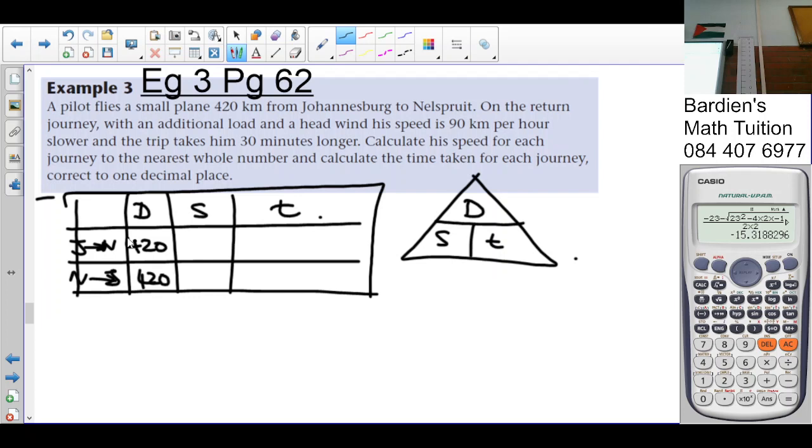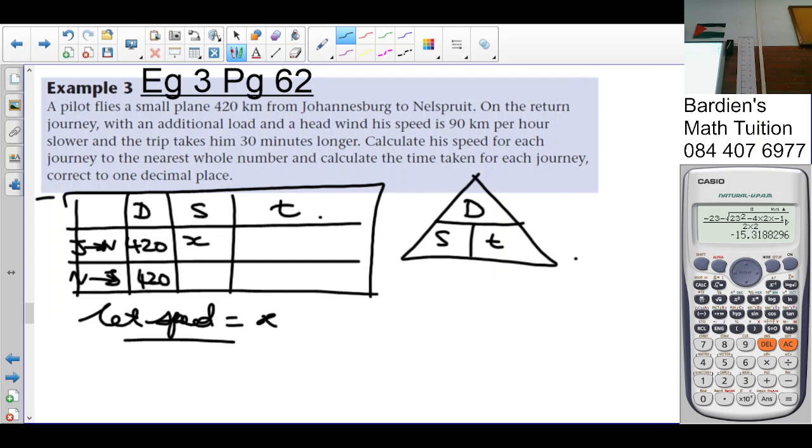So what is the unknown here? It is the speed. Because on his return trip he has an additional load, so the load is heavier, and the wind that affects the plane makes it 90 kilometers per hour slower. So going up, we say let the initial speed be x. So there is x.